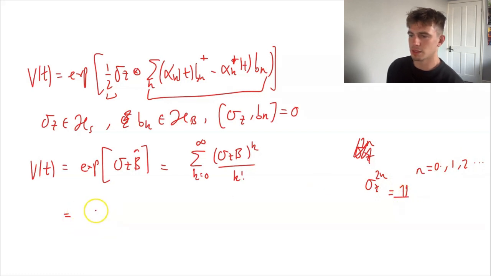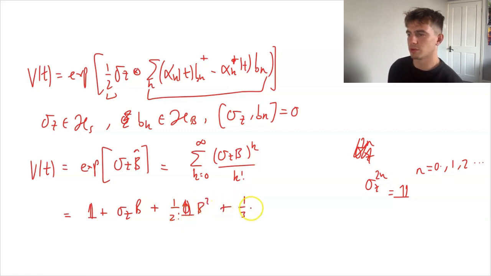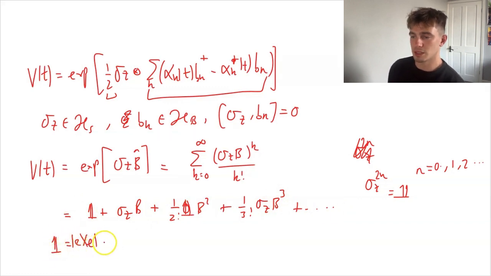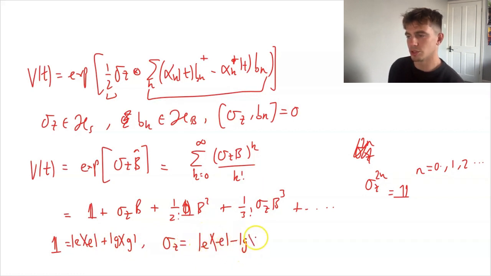And I'll rewrite this as the identity plus sigma z times b plus 1 over 2 factorial identity times b squared plus 1 over 3 factorial sigma z times b cubed, and so on. And now I'm going to write the identity in the sigma z basis, so it's going to be EE plus GG. And then I'm going to write sigma z as EE minus GG.